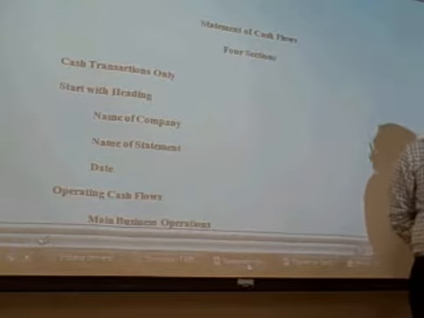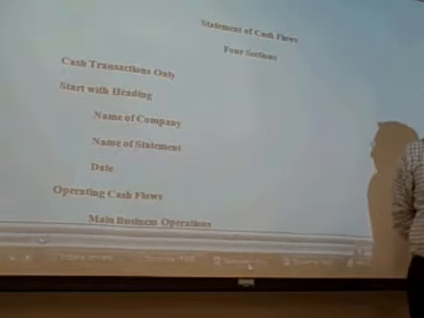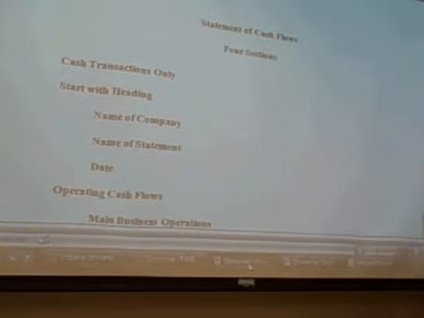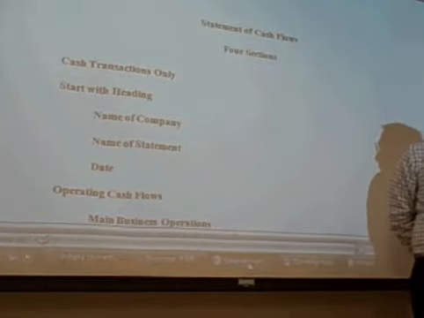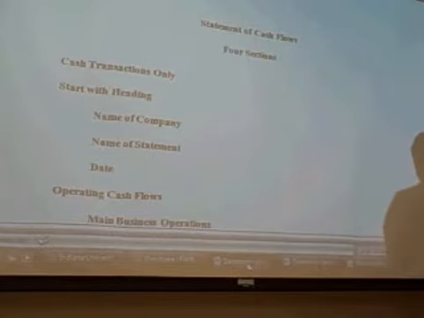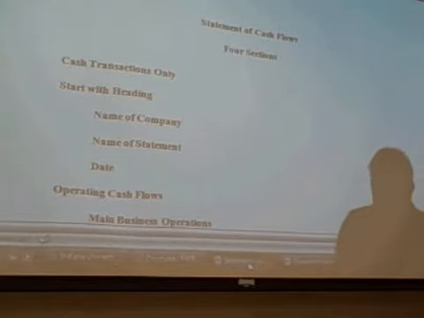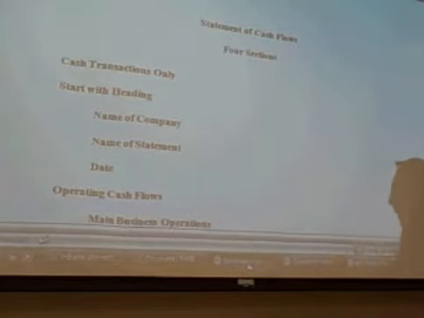We always start out with a heading. So all financial statements should have a heading, okay? And for statement of cash flows, we should have the name of the company. It should say the statement of cash flows, and it should have some date on it, okay? Usually a period ending with some date.